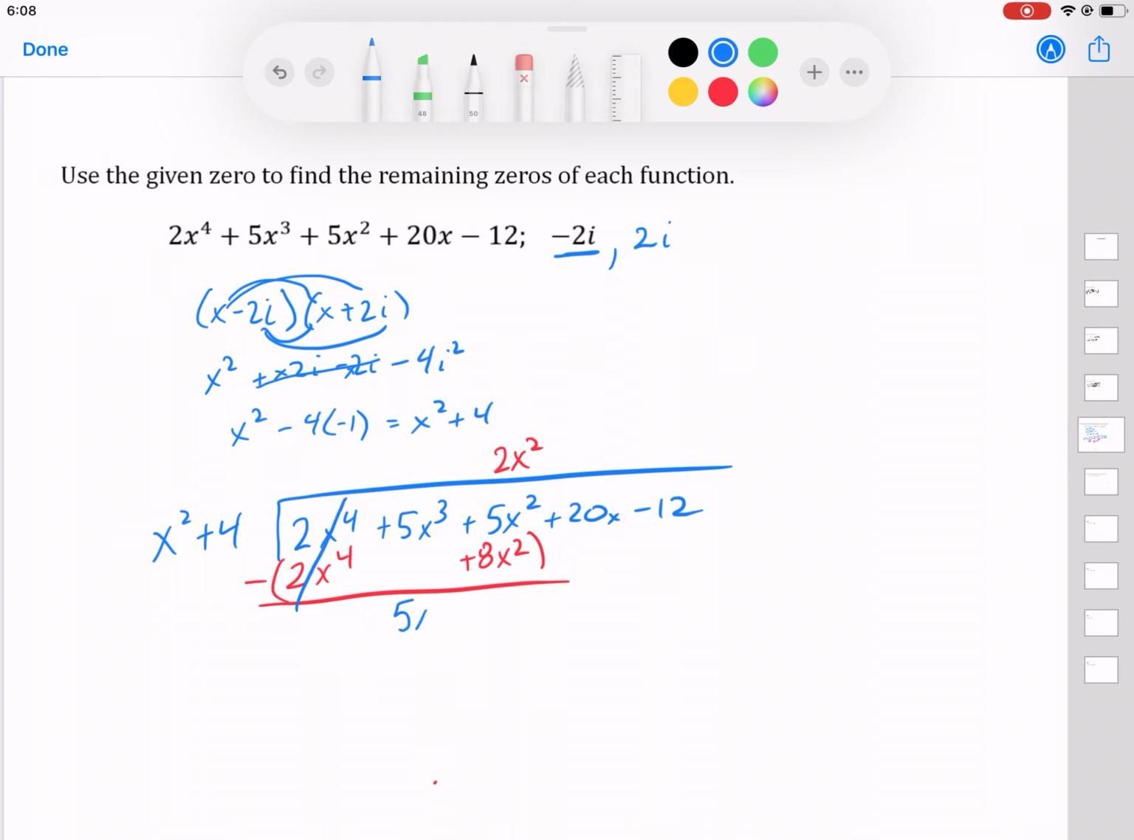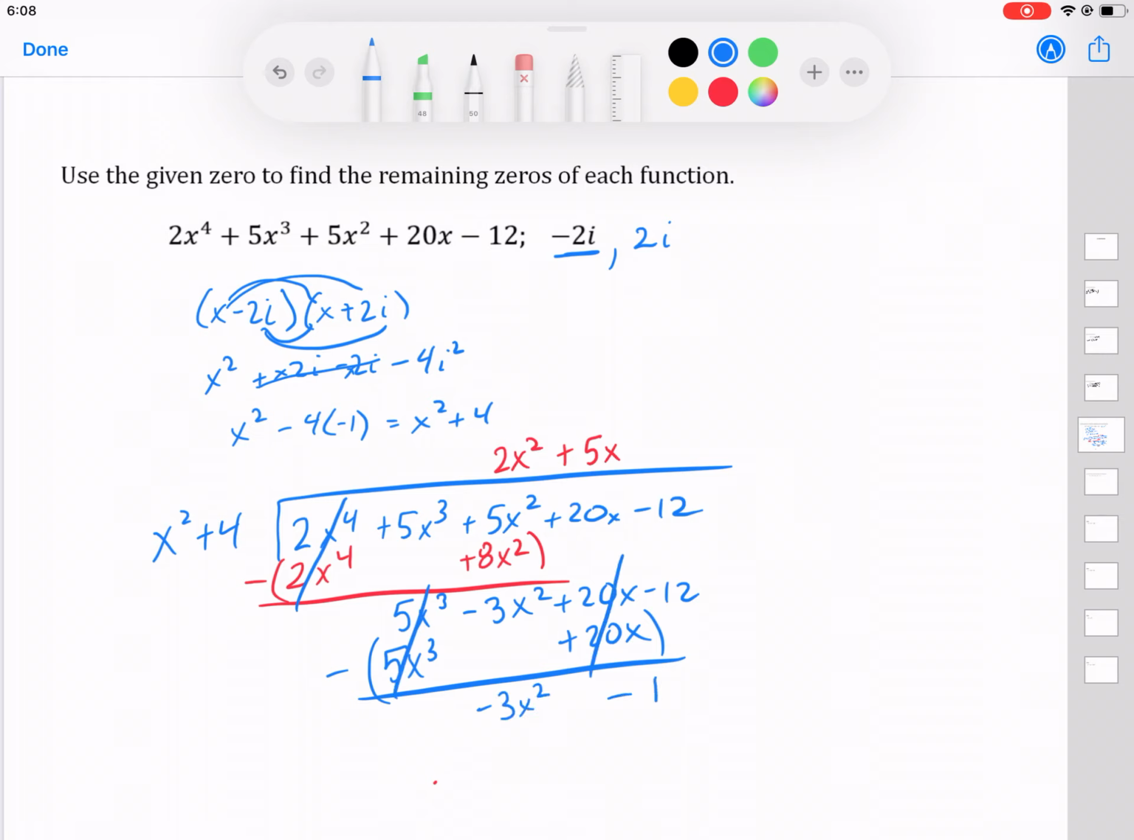So I end up with 5x cubed. 5 minus 8 is a negative 3x squared plus 20x minus 12. Then I get to do it again. So if I divide 5x cubed by x squared, I get a positive 5x. I'm going to multiply that. So 5x times x squared is 5x cubed. 5x times 4 is 20x. You'll notice things are going to start canceling. That's supposed to happen. So you end up with just negative 3x squared minus 12.